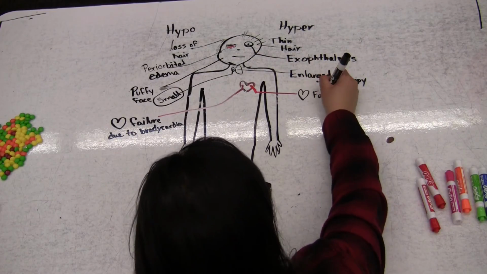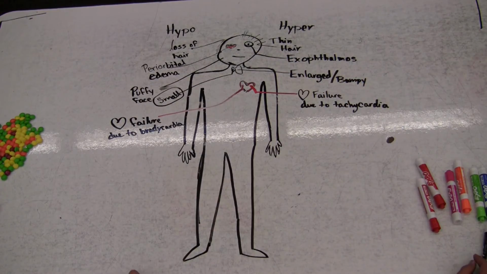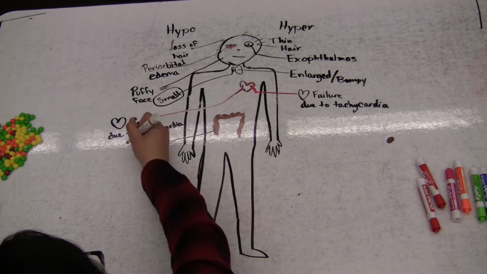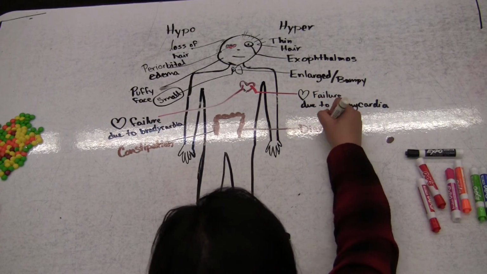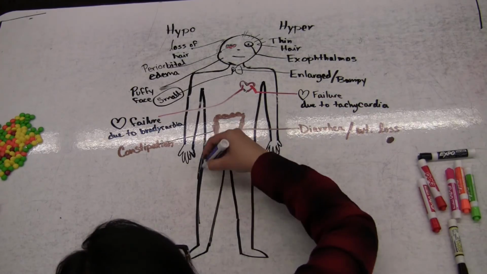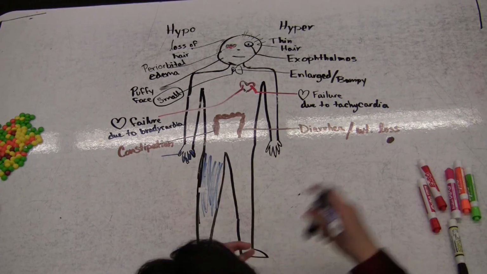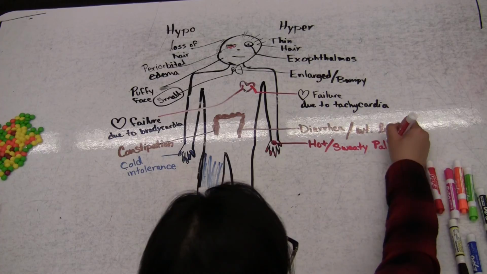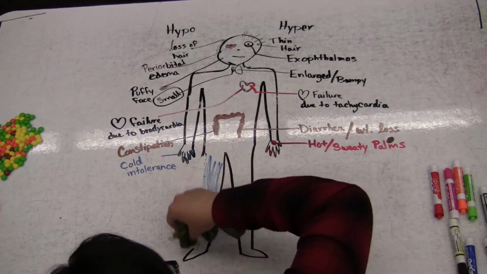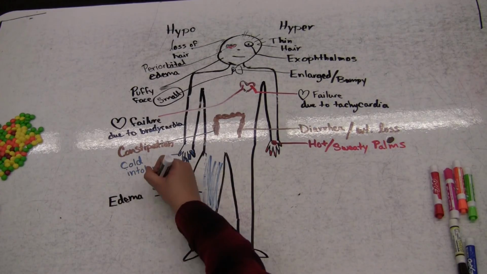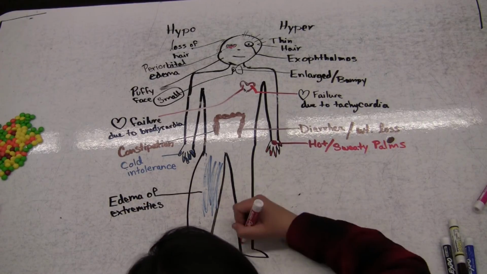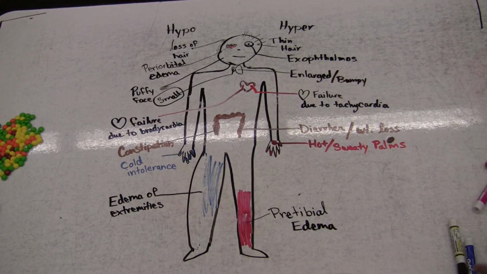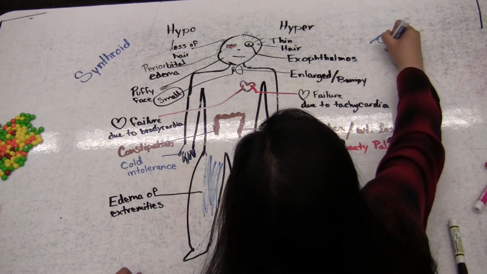Heart failure occurs in both, but the causes are different. Bradycardia is the reason why heart failure occurs in hypofunction. Tachycardia is the reason why hyperfunction has the heart failure. We have constipation in hypofunction, where we have weight loss and diarrhea in hyperfunction, cold intolerance in hypofunction, warm skin and sweaty palms in hyperfunction. We have edema in the extremities on hypofunction and pretibial edema in the hyperfunction.